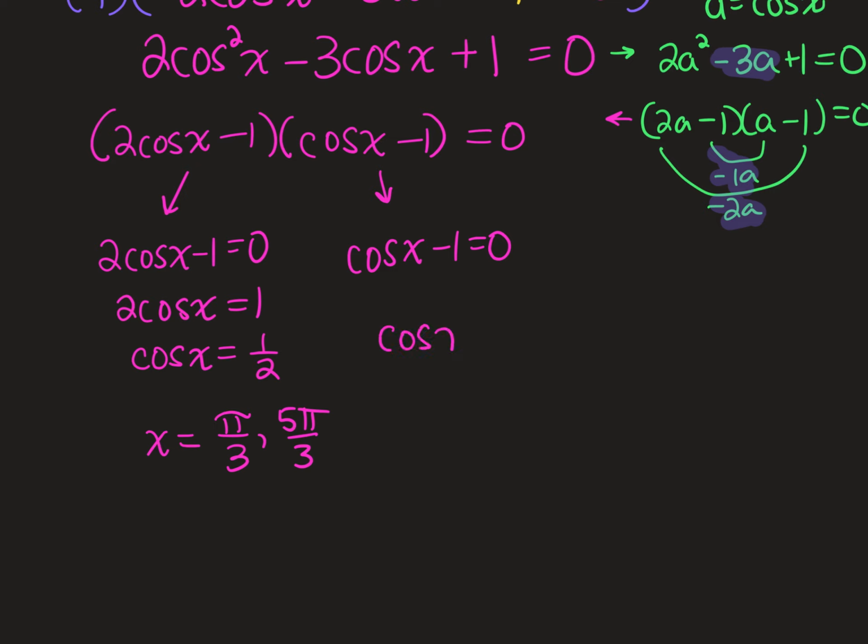This guy, we can just add 1 to both sides. Then I have to think about when is cosine going to be 1. So what angle has a cosine of 1? 0, yeah. The only one that will have a cosine of 1 is 0. We don't want to use 2 pi because that's the same as 0, and we want to keep it to just one of each angle.